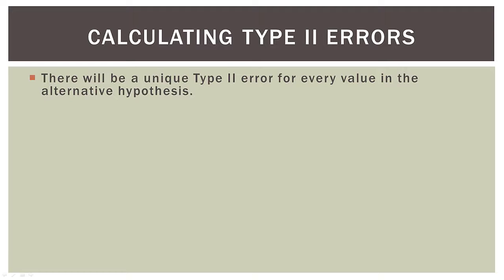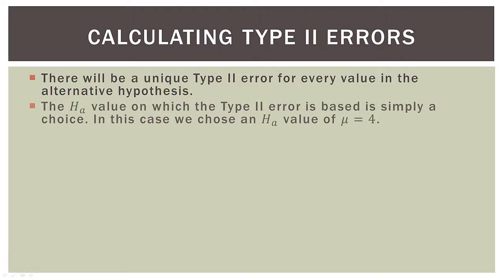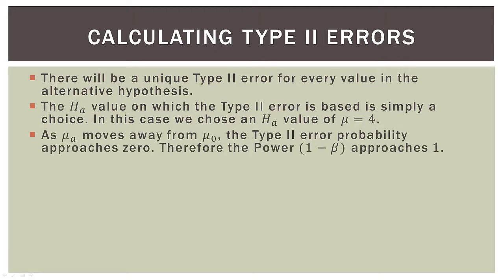There will be unique type 2 error for every value in the alternative hypothesis, which we showed as we slid that distribution on top to the right more and more. The alternative hypothesis value on which the type 2 error is based is simply a choice. In this case, we chose an alternative hypothesis value of 4, or mu equals 4.